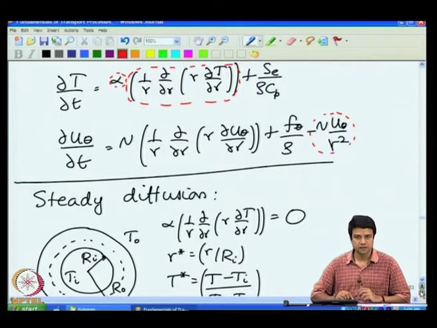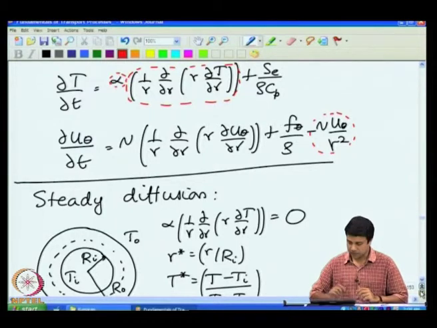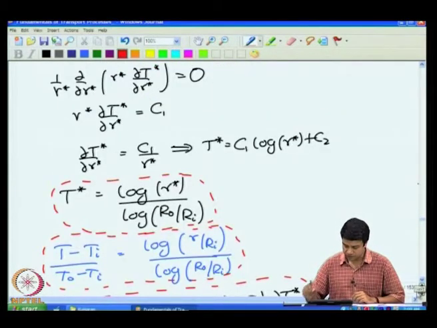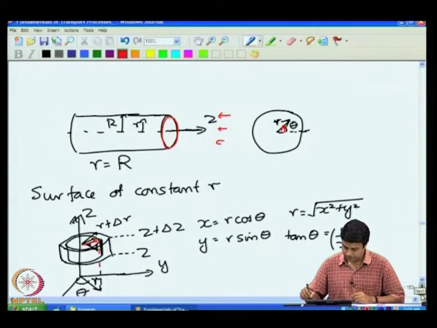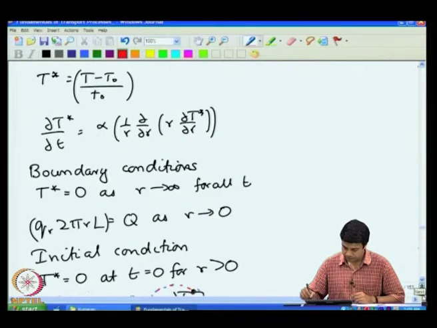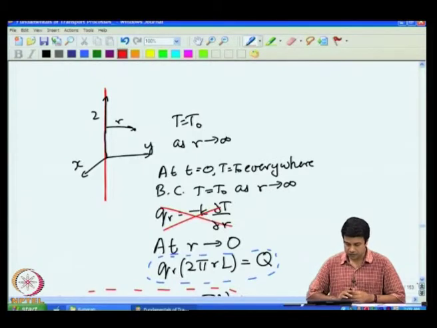One was for the steady diffusion, where we got a logarithmic temperature profile, and then we did a solution for similarity variables, where we had to specify not the temperature along the axis of the cylinder, but rather the flux along the axis of the cylinder.